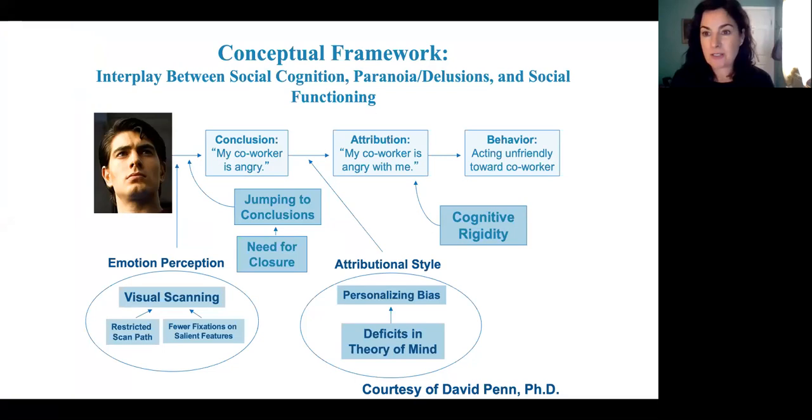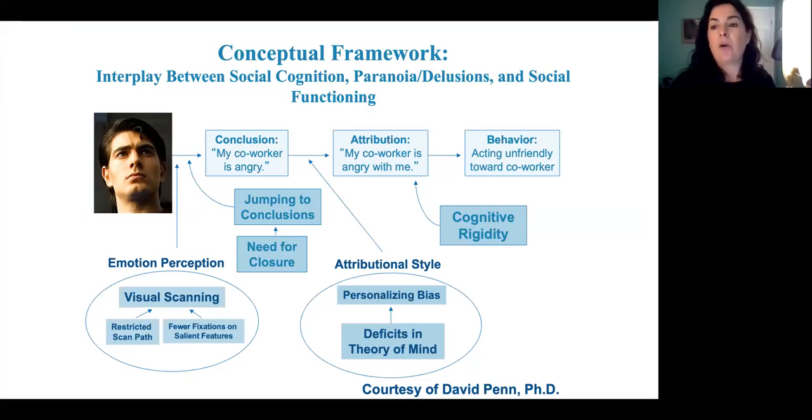So this schematic is courtesy of our friend and colleague, Dr. David Penn at UNC, who's done a lot of research and a lot of studies on this kind of thing. So we call this social cognition, or the way that a person, particularly with schizophrenia, might have some impairments or challenges in terms of the way that they perceive interactions with other people, right? So if you've got someone with paranoia or delusions, we do see these kinds of impairments or challenges in social cognition and social functioning. So let's kind of walk through this.